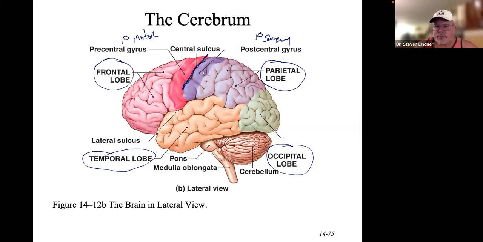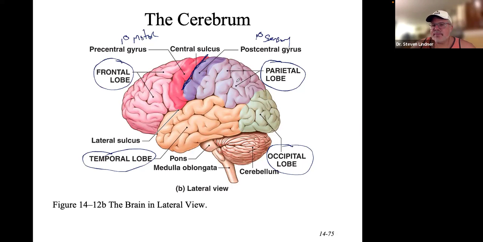gyrus. Your occipital lobe, remember this area here, is your primary visual area. Your parietal lobe is primarily dealing with sensations to all of your body.